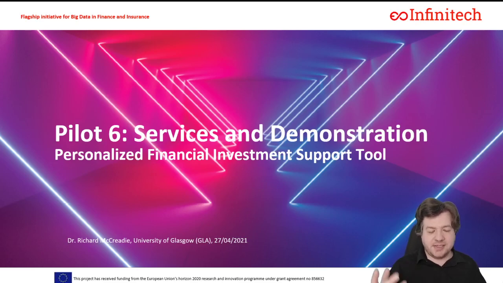Okay, so this is the second part of the Pilot 6 demonstration. I'm Richard McCready from the University of Glasgow, and I'm going to be talking a bit more about some services that were developed during the first reporting period for Pilot 6 as part of Infinitec, and also demonstrate those services within a prototype UI.